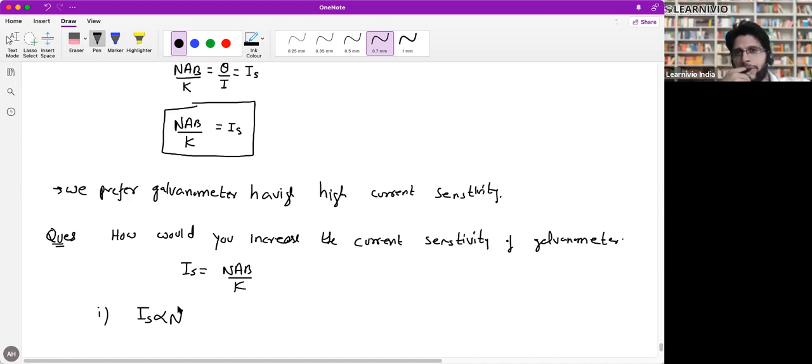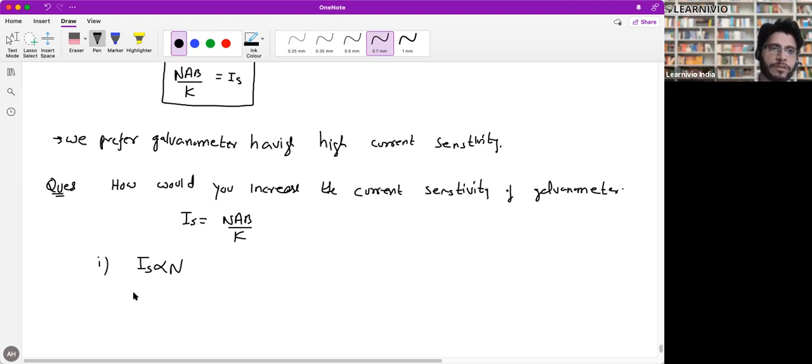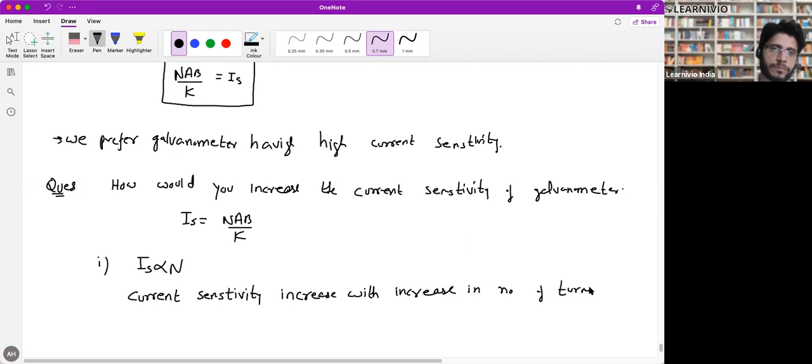Means to increase current sensitivity, you will simply increase the number of turns of the coil. If you can increase the number of turns in the coil, then current sensitivity will increase. So you can say that current sensitivity increases with increase in number of turns. As you keep on increasing the number of turns in the coil, the current sensitivity keeps on increasing. So IS is directly proportional to N.